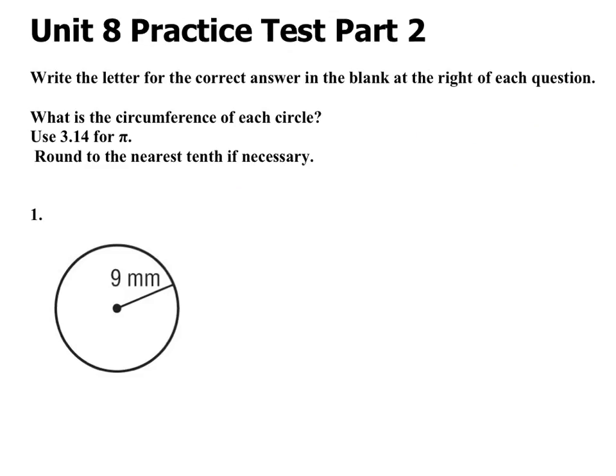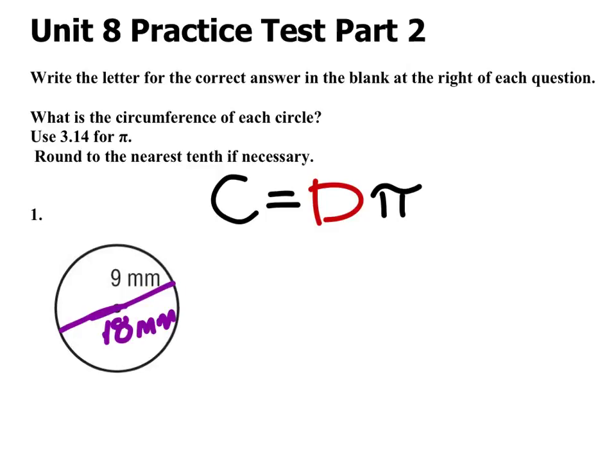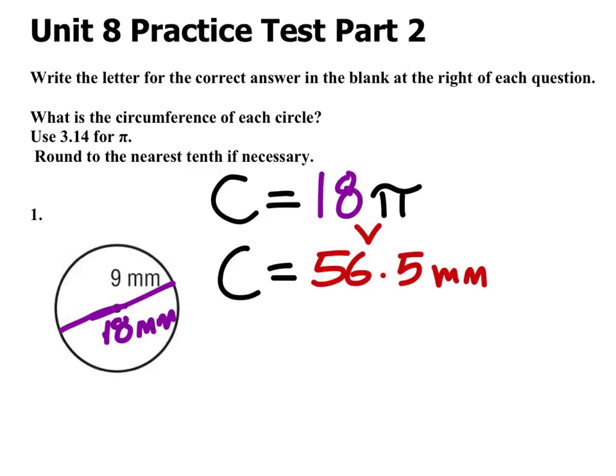Alright, this is part 2, so don't worry about writing the letter. We're just going to find the circumference of these two circles, and we will round to the nearest tenth. You can use 3.14 or pi, it's not going to matter. I am going to use pi, so if your answers are a little off, that would be why. It's going to be helpful to remember that the circumference is the diameter times pi. And this one gave us the radius of 9 millimeters, so the diameter would be 18 millimeters. So I'm just going to replace my diameter with 18 and then multiply this out. And I got 56.5 millimeters. This is just circumference, so it's just straight millimeters right there.